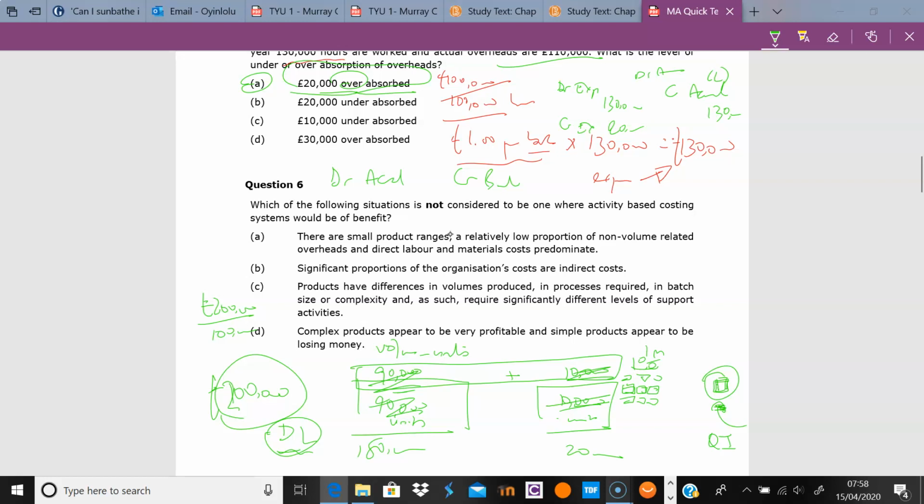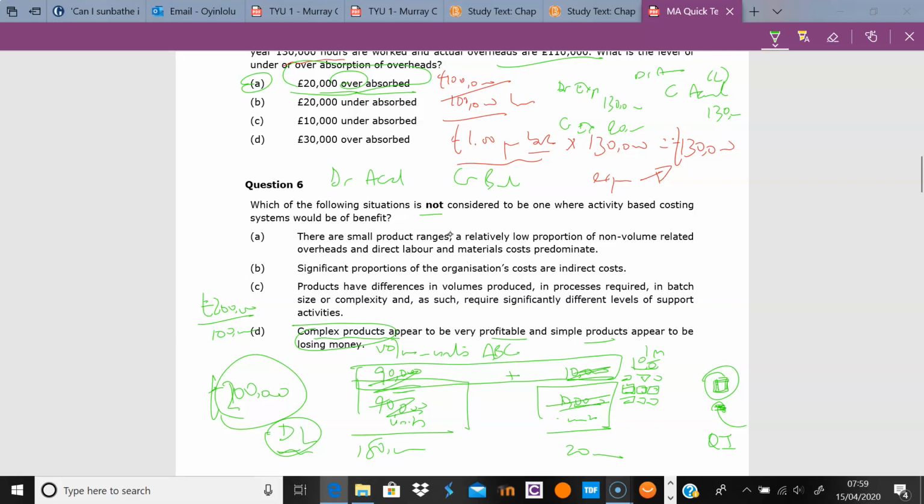So let's now look through this question. Which of the following is not considered to be one where activity-based costing would be of benefit? Let's start from the bottom. Complex products. When we're dealing with complex products like this, very profitable and simple products appear to be losing money. I want to be very clear on what the costs are, once you have complex products involved. So here I want to make sure I am using activity-based costing because I'm dealing with products that aren't uniform, that are very different. I want to focus very clearly on what's causing the cost. So definitely here, I want to be using ABC.